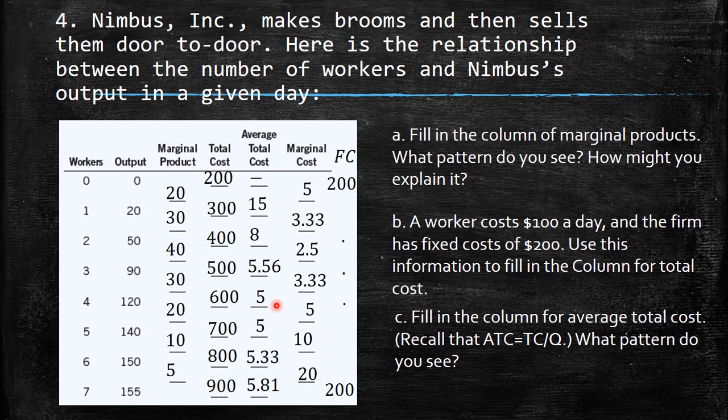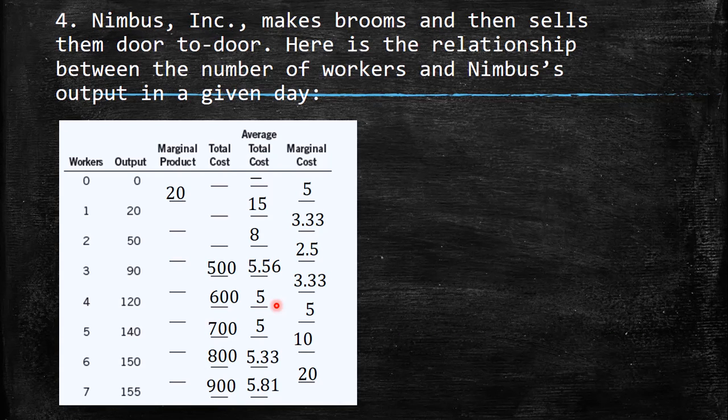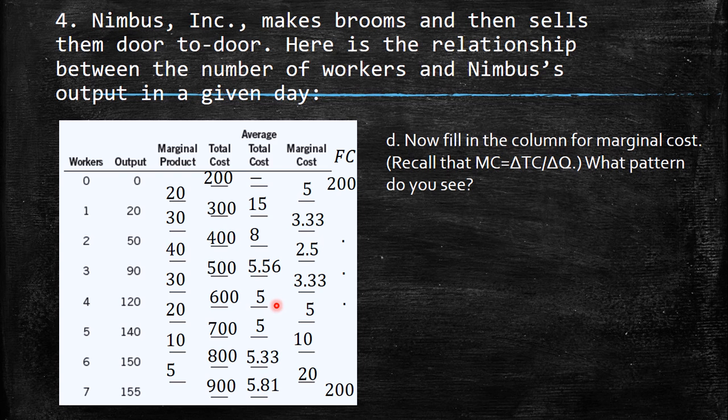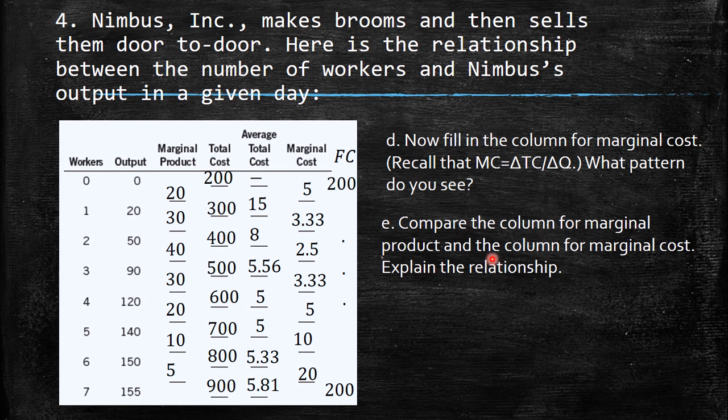It decreases and then it increases. The other question says, now fill in the column for marginal cost. That is what we already did. And what pattern do you see? The same. It starts to decrease because of the increasing marginal product, and then it starts to increase. Then compare the column for marginal product and the column for marginal cost. Explain the relation. As I said, when this one is smaller than this one, this is decreasing. When this is larger than this one, this is increasing.